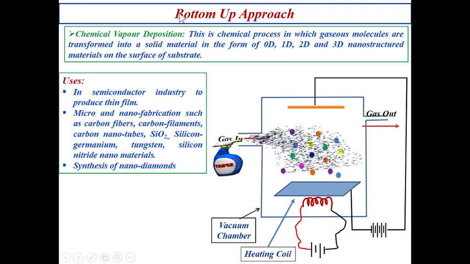Next we have to go for chemical vapor deposition. This is also one of the bottom up approaches. With the help of CVD, chemical vapor deposition, we can prepare 0D, 1D, 2D and 3D nanostructure material. This method is widely used because it is very important, and with the help of this method we can enhance the quality of the nanomaterials, and all types of nanostructure material can be prepared with CVD.